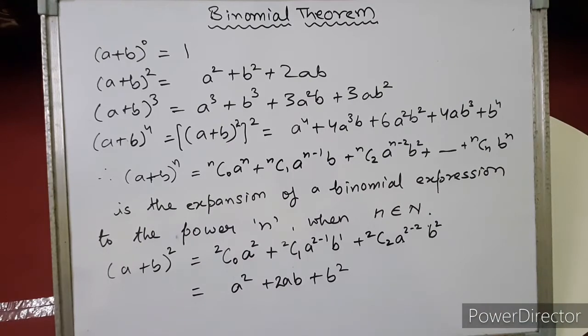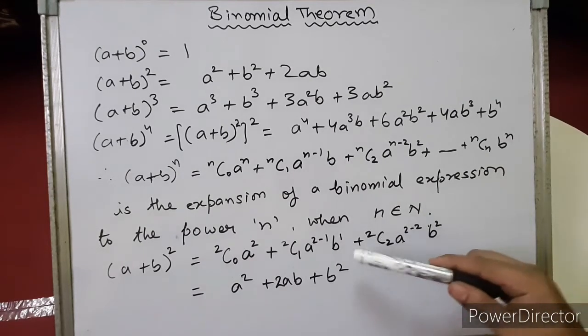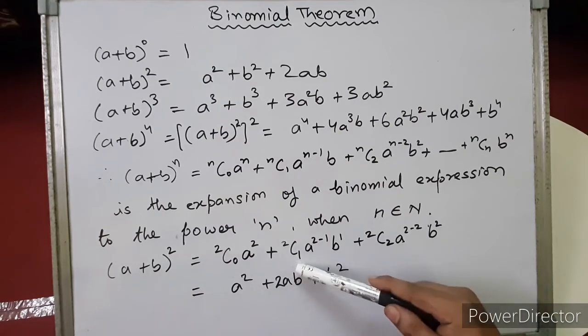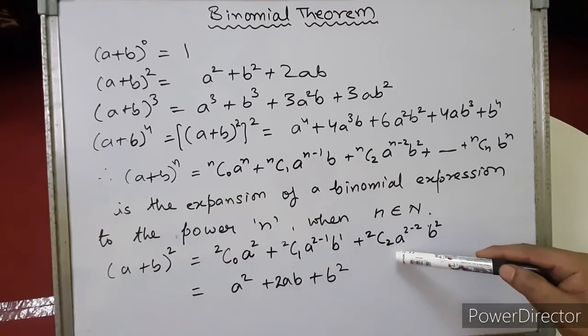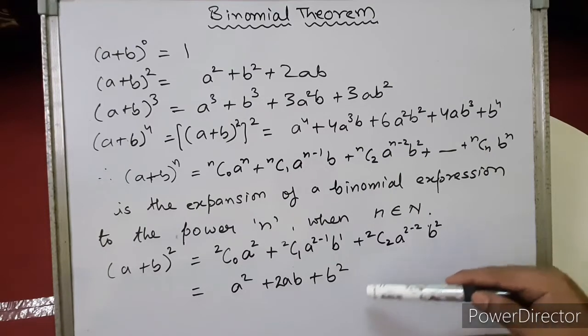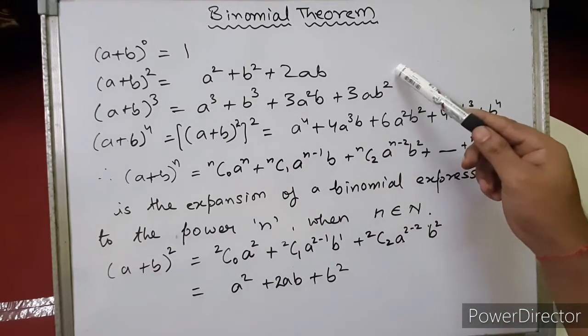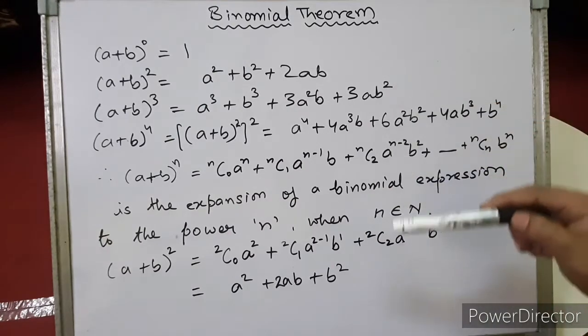Now, we know that the value of 2c0 is 1, the value of 2c1 is 2, and the value of 2c2 is also 1, right? So it will be a square plus b square plus 2ab. So we got this expansion, right?